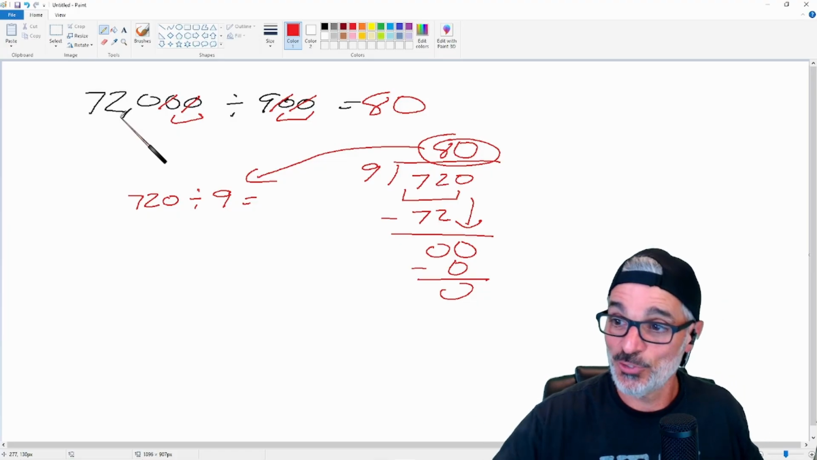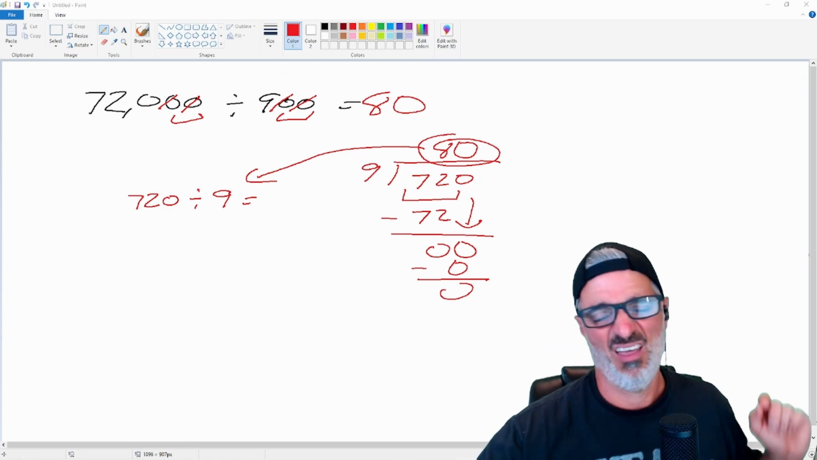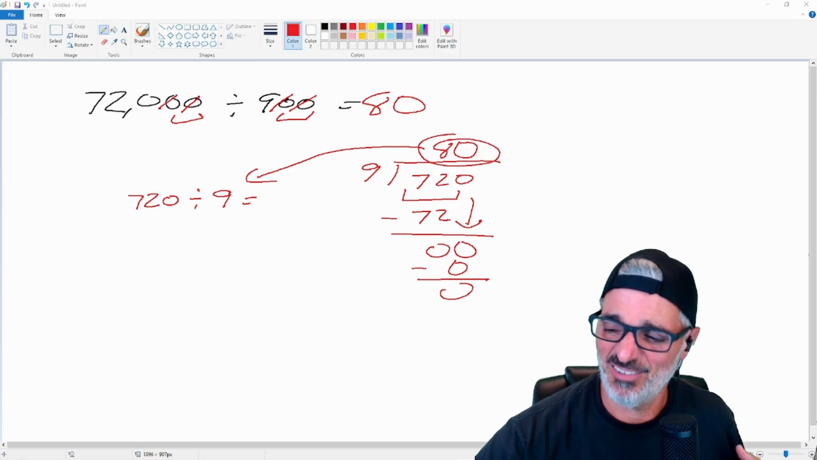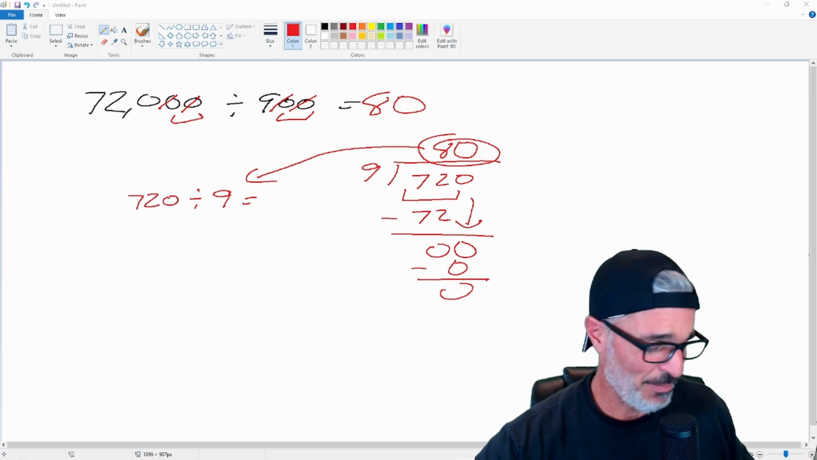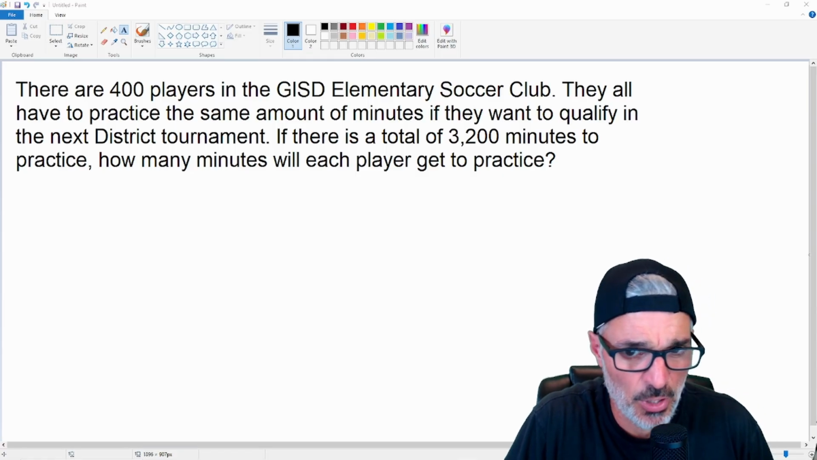Now we have to guess what? We have to do a word problem. What problem? I don't want to do a word problem. Okay, so here we go.